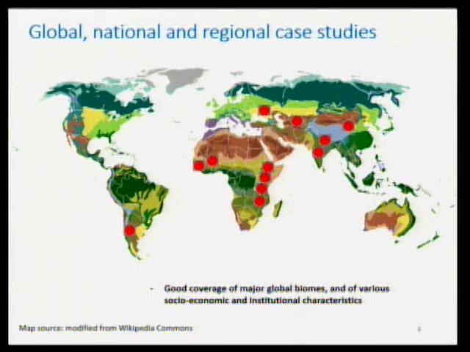What we try to do here is to have a consistent, similar, comparable methodology in various locations and socioeconomic settings. Here in the map you see the locations of the case studies across different agroecological zones and global biomes. So you can see the studies we have are more or less representative of most major biomes around the world.